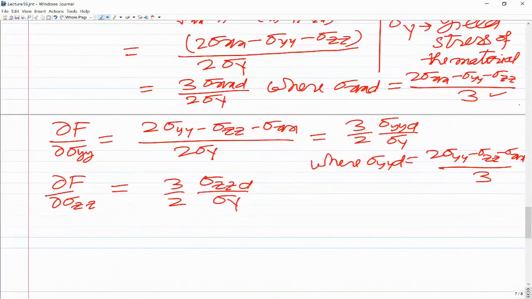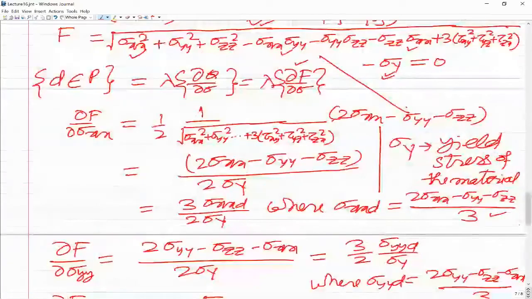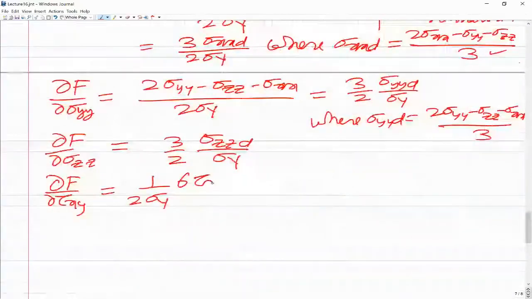So that is how you can write the derivatives of the yield function f with respect to sigma xx, sigma yy, and sigma zz. Now similarly, if you look at del f by del tau xy, we'll have to look at all 6 components. So again, we have 1 upon 2 sigma y, and then the derivative of the quantity inside the square root sign with respect to tau xy. That's only this term, so it will give you 6 tau xy. So we will have here 6 into tau xy, which can be written as 3 tau xy divided by sigma y.